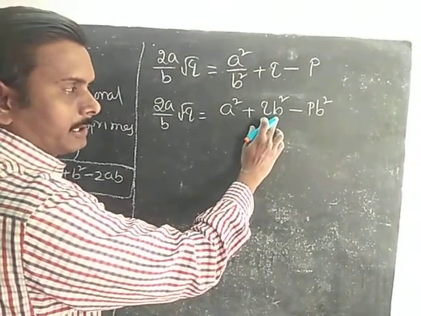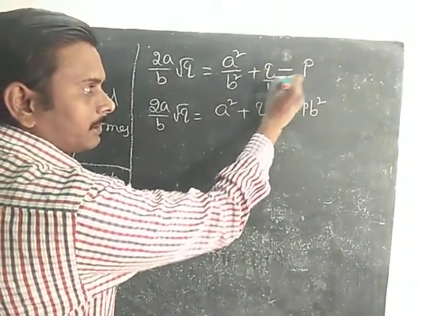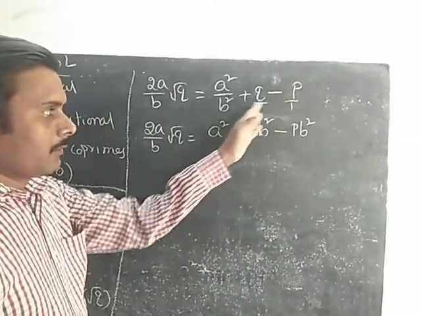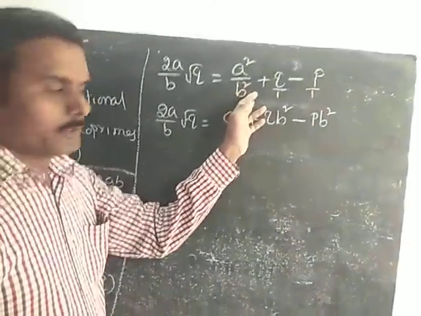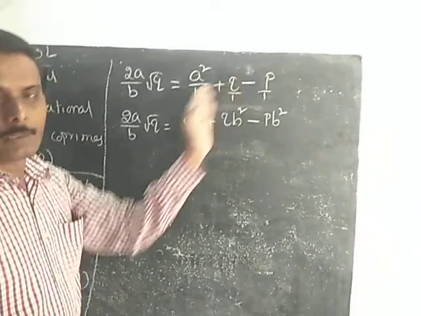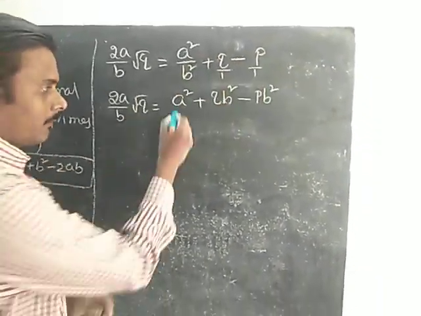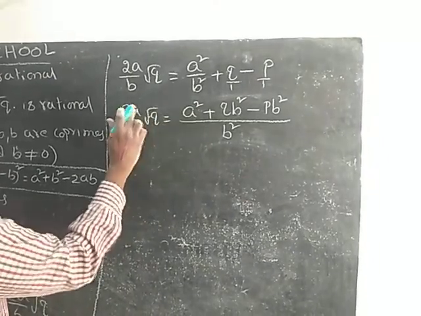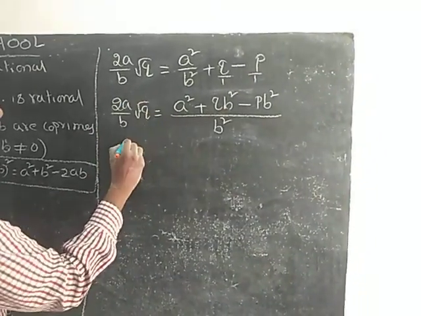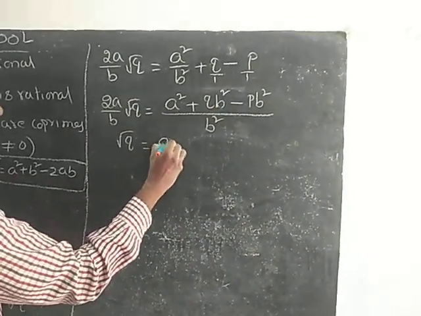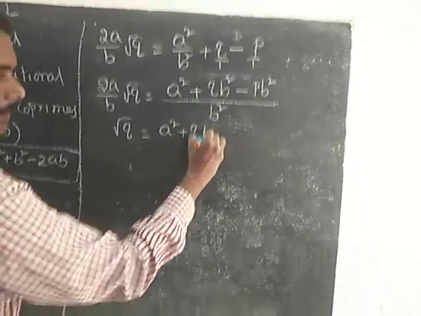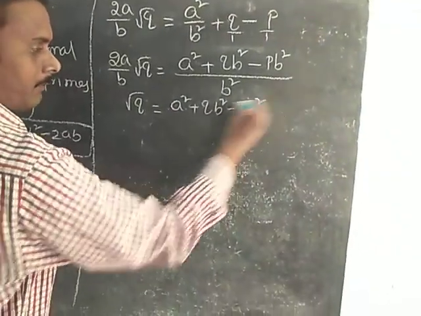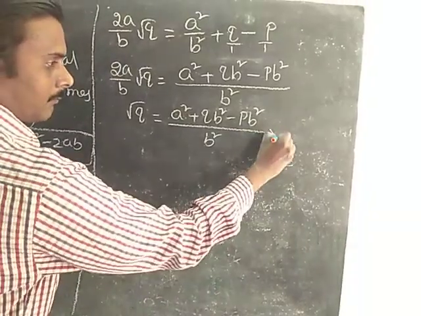Why are we multiplying here? Here no denominator is there; the denominator is 1. So if you take the LCM, we get b square, so we multiply by b square here and here also, whole divided by b square. Now cross multiply: 2a by b times root q equals a square plus q b square minus p b square by b square.